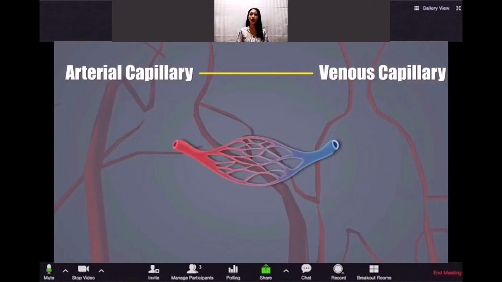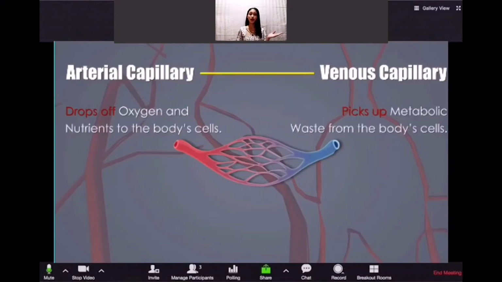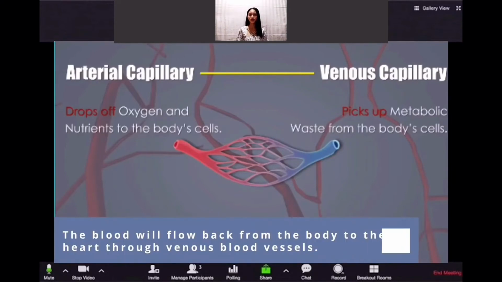Arterial capillaries are connected to the venous capillaries. The arterial side of the capillary is dropping off oxygen and nutrients to the body cells. The venous side of the capillary is picking up metabolic waste from the body cells. Together they form a network where arteries and veins connect, completing the circulatory circle. The blood will flow back from the body to the heart through venous blood vessels.